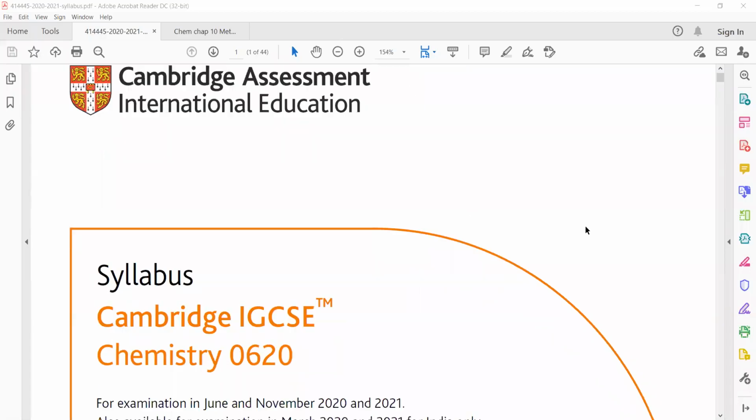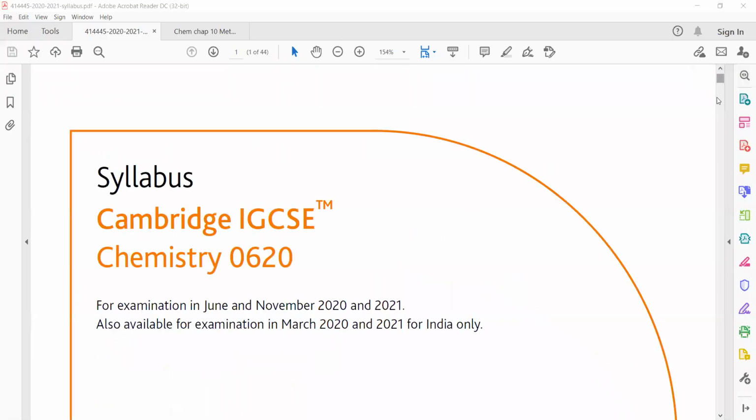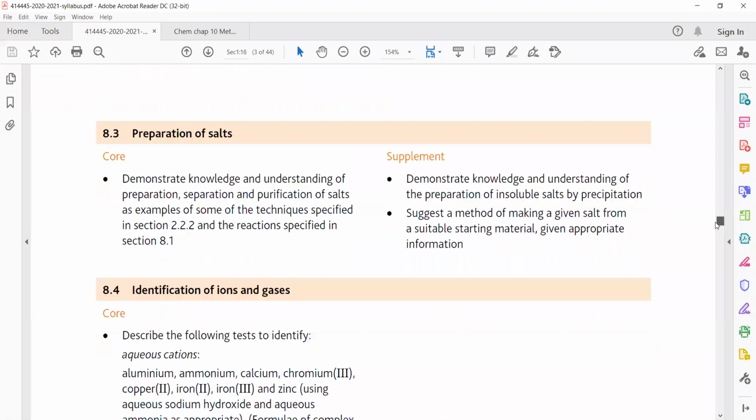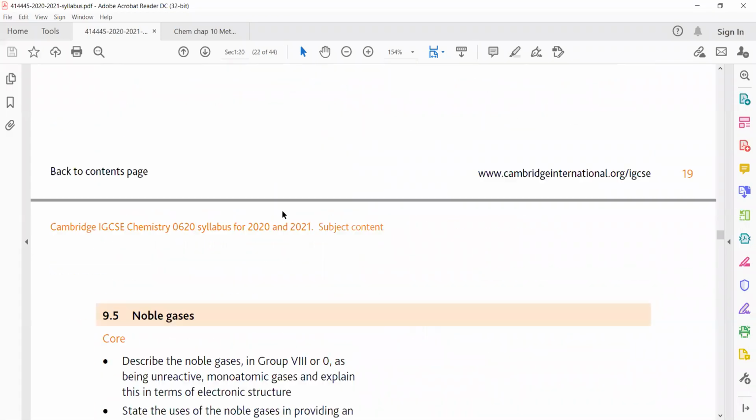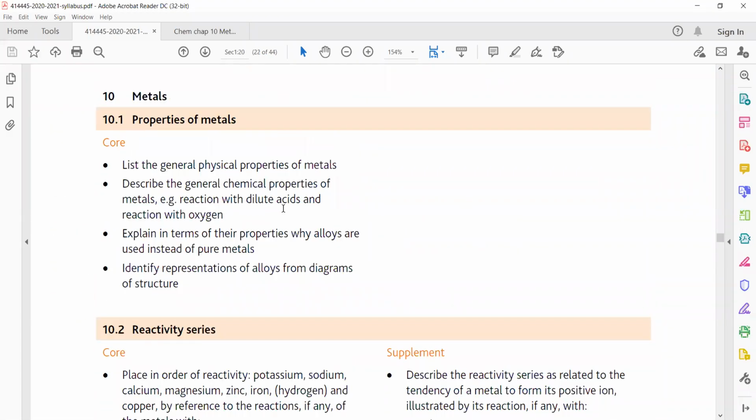So, quick revision from syllabus. We completed the last session, we completed till topic 9, which was about the periodic table. And today we'll discuss topic 10, the properties of the metal.